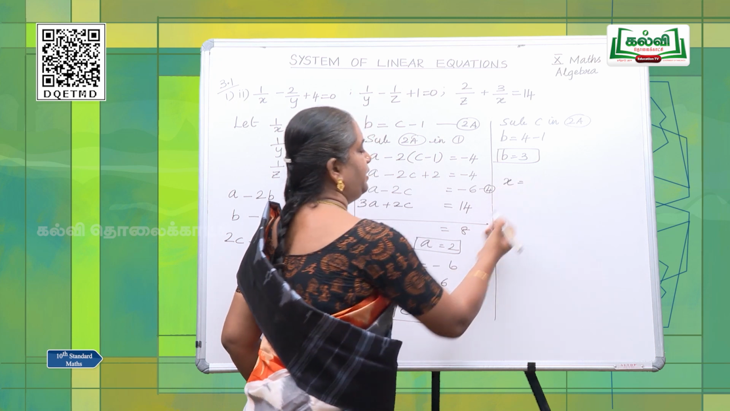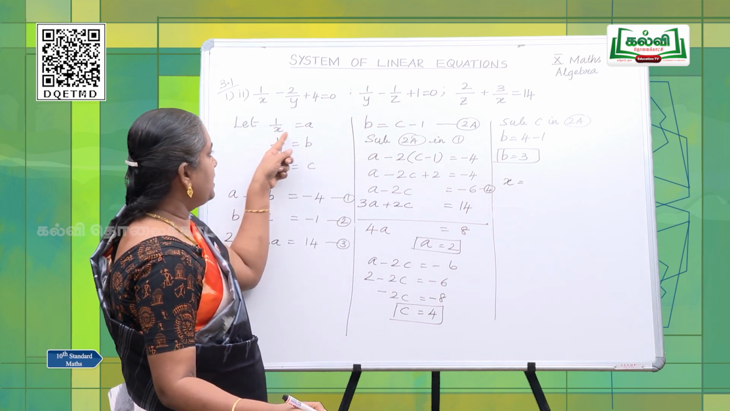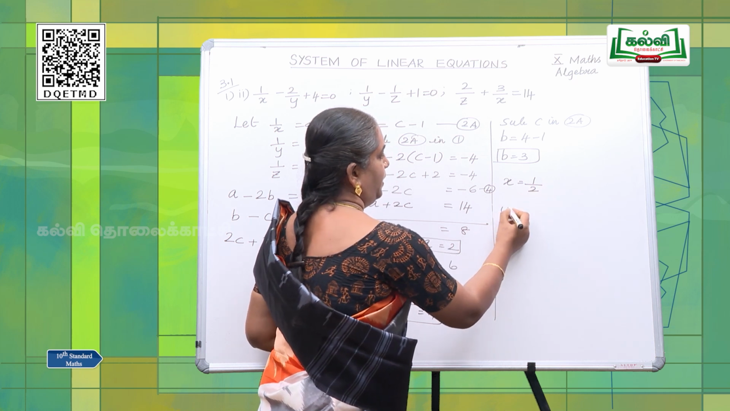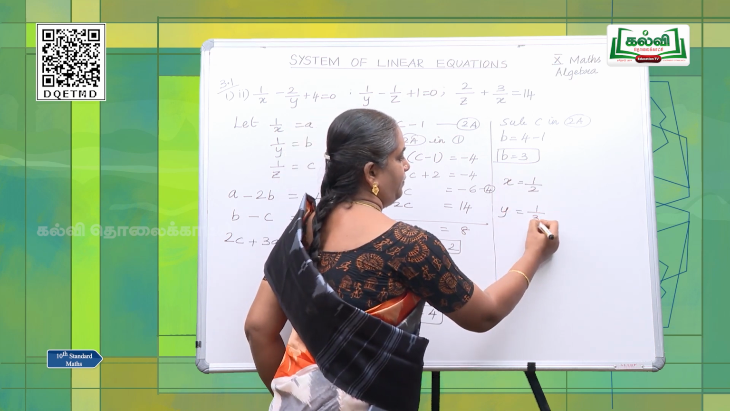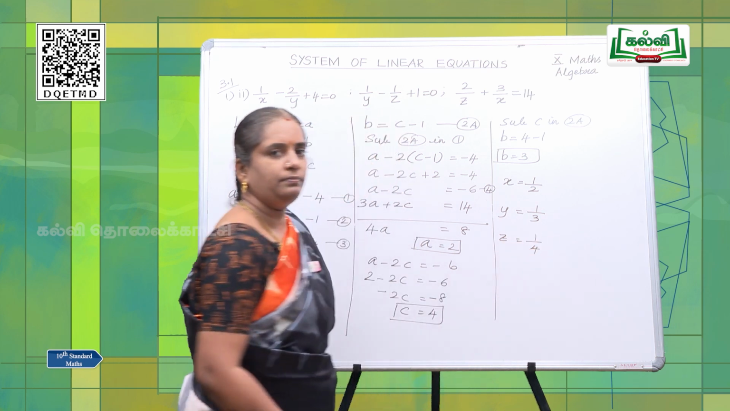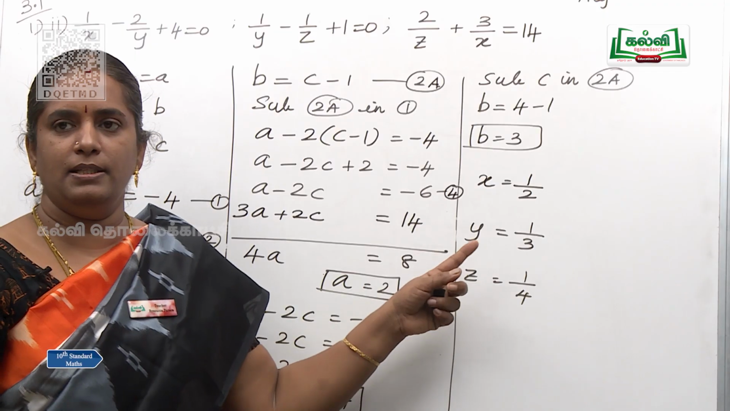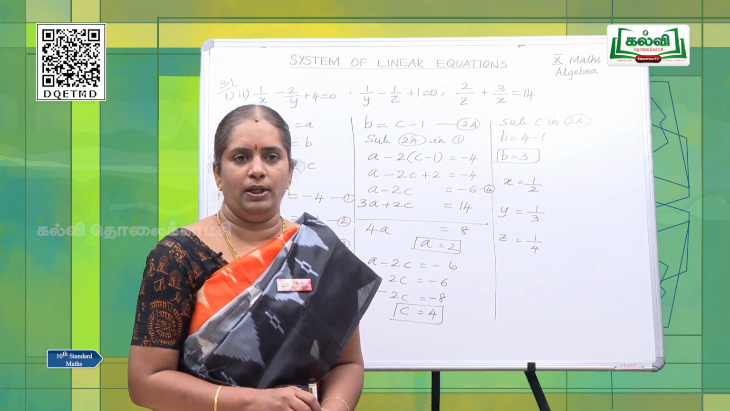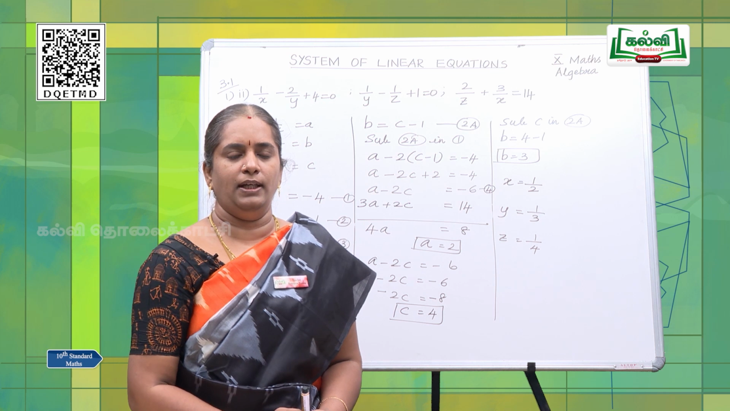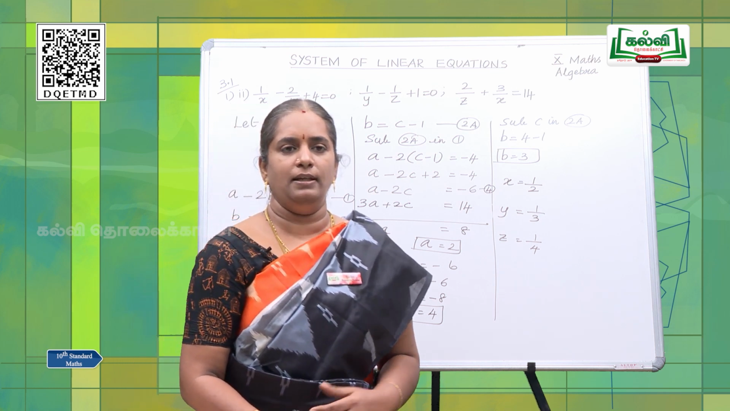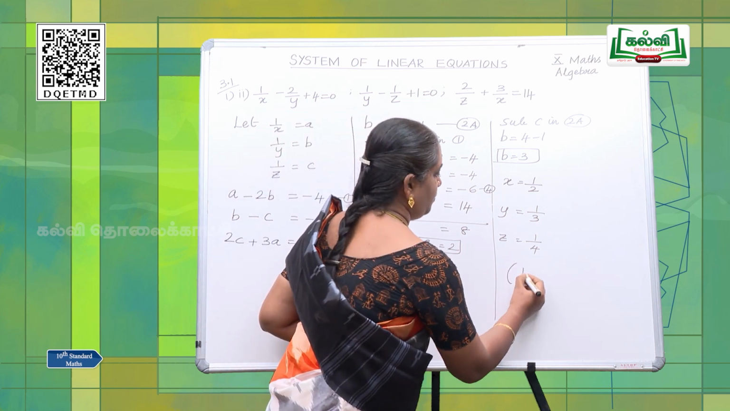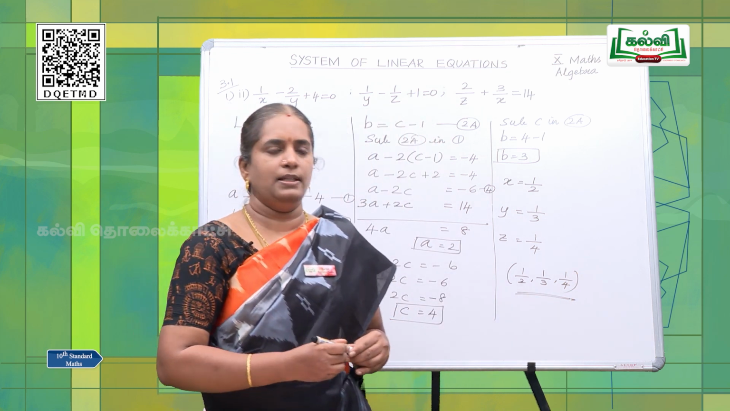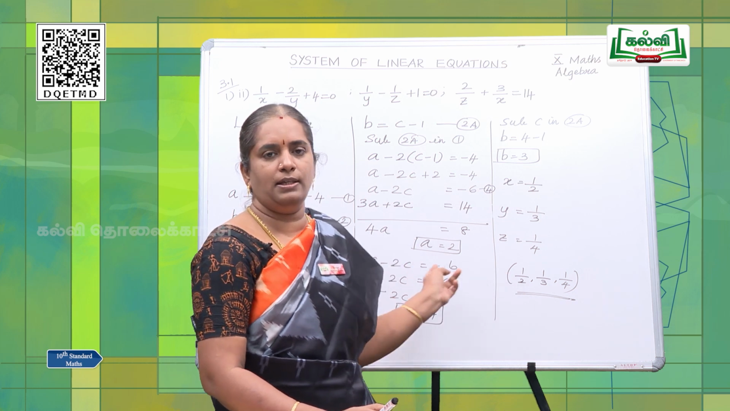So, we can say that x is equal to 1 by a because x is the reciprocal of a. So, we can take the reciprocal and write the value of x as 1 by 2 and y is 1 by 3 and z is 1 by 4. These are the values, that is, this is the solution for these three equations. Here x, y and z represent a point in three dimensional space. If you write x, y and z as a triplet, 1 by 2, comma 1 by 3, comma 1 by 4 is the point of intersection, that is the point which is the solution for all these planes.